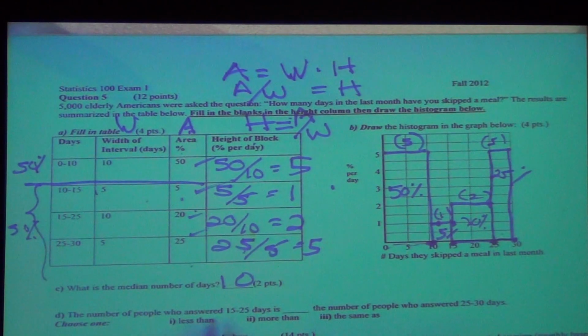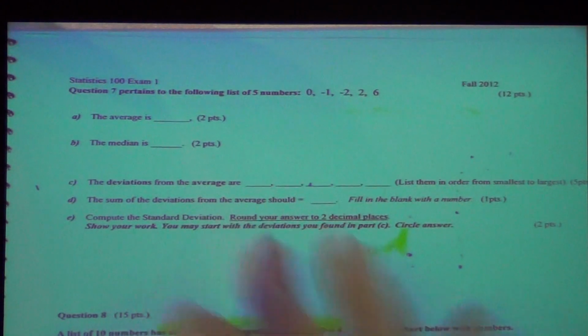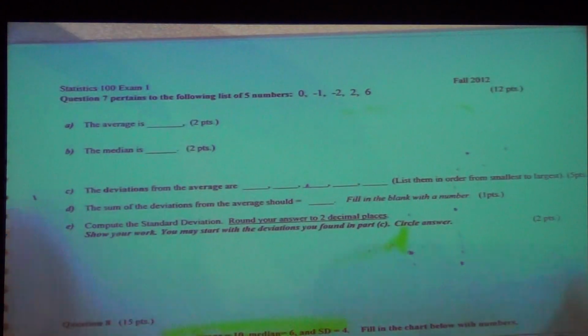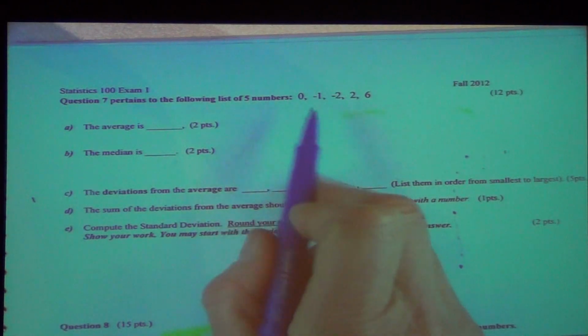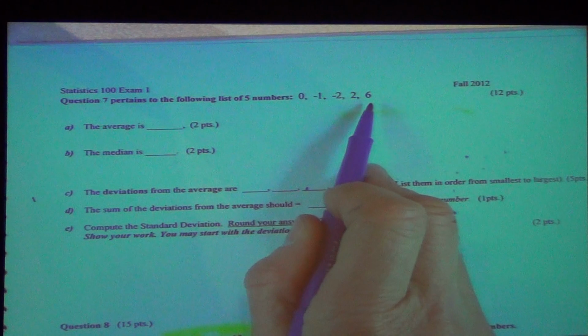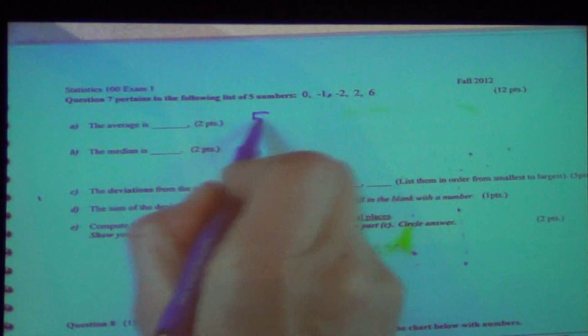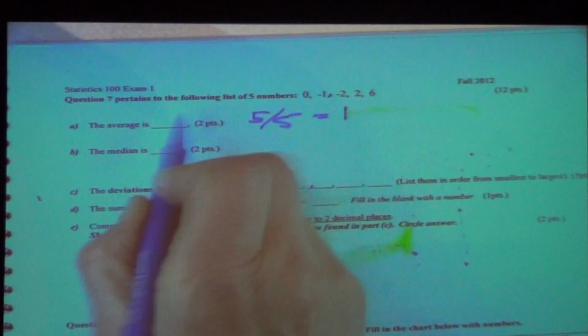Okay. The number of people who answered, this is easy. Let's just move on so we can get this done. All right. Now, because you're definitely going to see something like this, and I don't want you to make any careless mistakes. Okay. So, 5 numbers here. So the average, just add them all together. What do you get? Those 2's cancel out. You get 5 divided by 5 is 1.